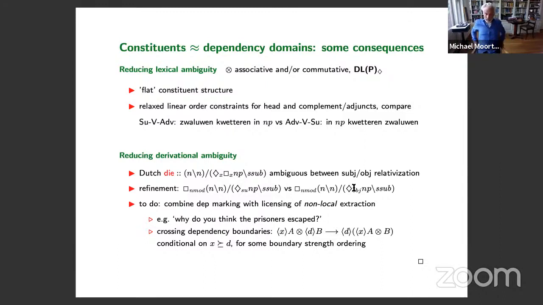The main thing to do is actually to combine the dependency marking with non-local forms of extraction or dependency in general, which in this case would involve structural postulates that actually license you to cross the dependency boundaries in order to enter a deeper dependency domain. And the fascinating thing here is that you could actually do that by assuming that there is, say, a boundary strength ordering on these dependency relations, which allows certain dependencies to actually penetrate other domains, whereas for other dependency relations, the domains will actually be complete islands that cannot be penetrated.